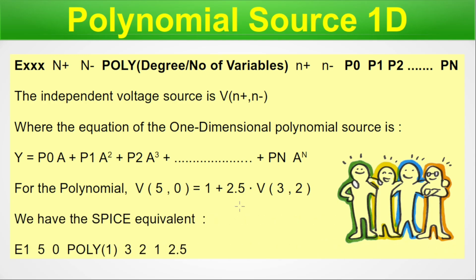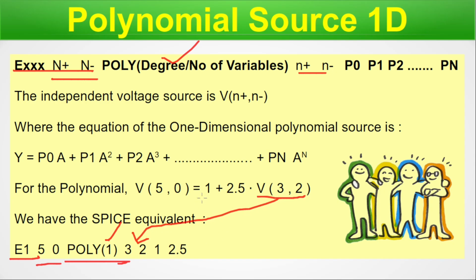Now let me explain and map how this is going on. So E1 is the syntax from here, which is connected in between plus n and minus n. So the two positive and negative nodes in between which the controlled source is connected are 5 and 0, and we have a polynomial of degree 1. So here it is the degree, or number of variables. And then we have plus n minus n. Here you can see this voltage is connected in between 3 and 2. So 3 and 2 come here.